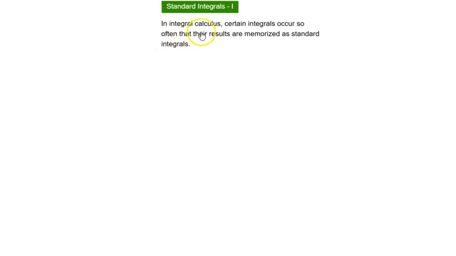Let us look at standard integrals. What are they? In integral calculus, certain integrals occur so often that the results are memorized as standard integrals. Since these integrals very frequently occur, we need to remember this. So, let's take it one by one.